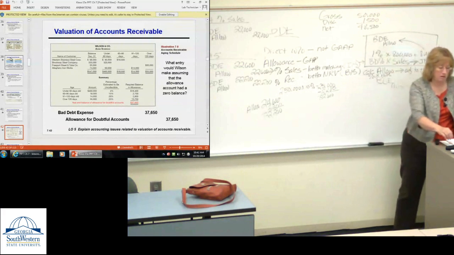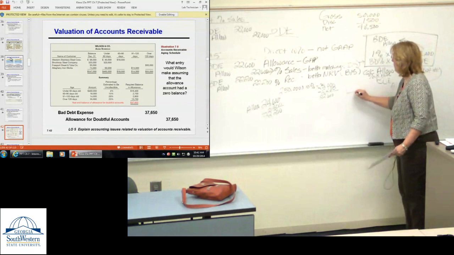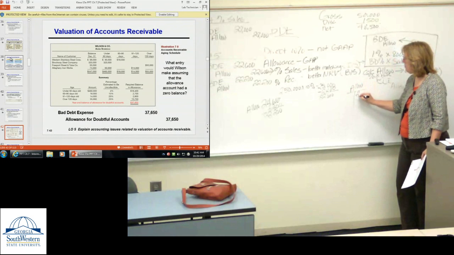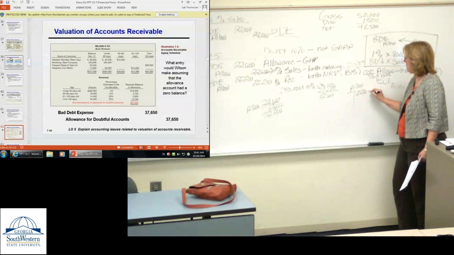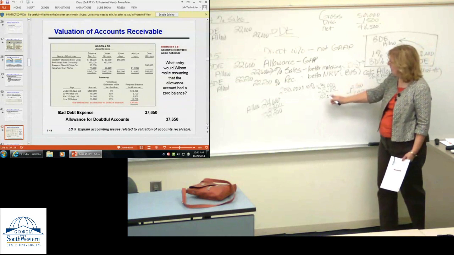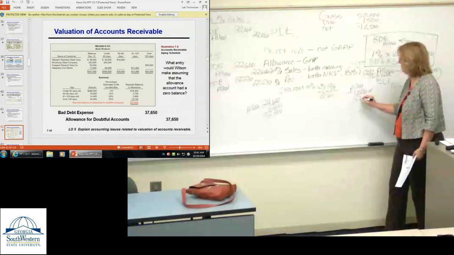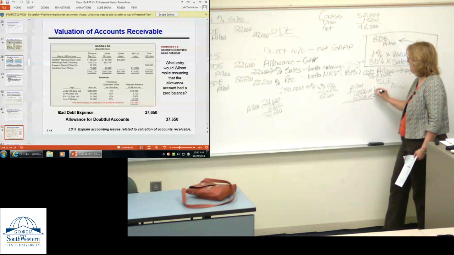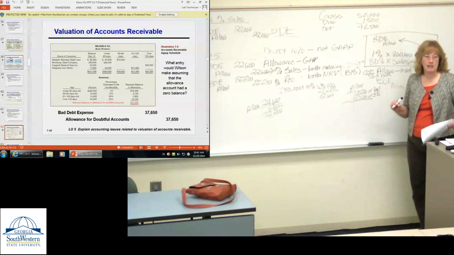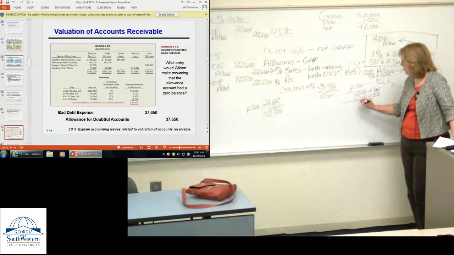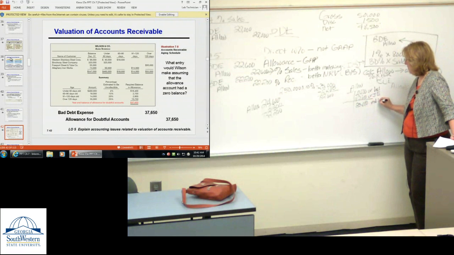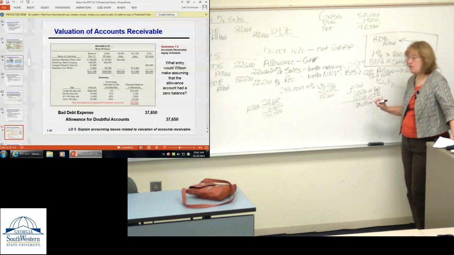So what we're doing, let's look at it like this. Here's our allowance account. It had a balance of 2,400 credit. We're going to make this entry of 22,600 credit. This is our journal entry, and this is our balance. So what's the ending balance in the account? 25,000. That's the ending balance. Credit, which is what we want.